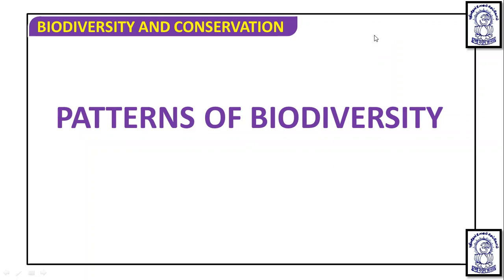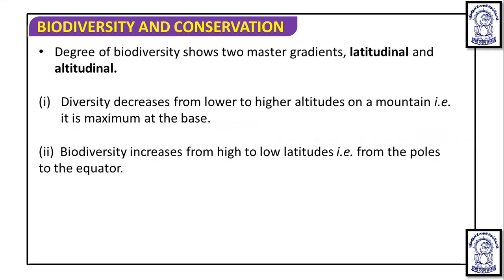Dear students, we are in continuation of the chapter Biodiversity and Conservation, a class 12 chapter. Today we are going to discuss the different patterns of biodiversity. What is biodiversity? How is it differentiated? Where is it high? Where is it low? All that we have discussed in the previous class, and Earth and India biodiversity we have also discussed. But what is the pattern of biodiversity that we are going to discuss in this topic?